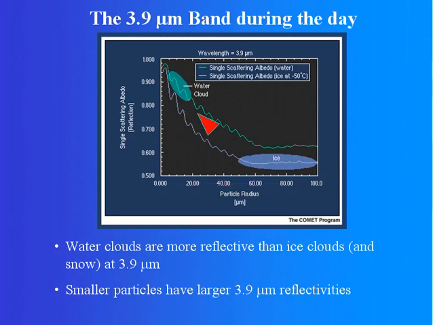Now, it turns out that most water clouds typically have smaller radius particles than ice clouds. So the blue area is typical ice cloud particles, this area in green is the typical water cloud particles. And the result is that you typically get a much larger reflectivity with water clouds than you do with snow or with ice clouds. And we're going to use this fact in some of our feature identification examples in the next few slides.